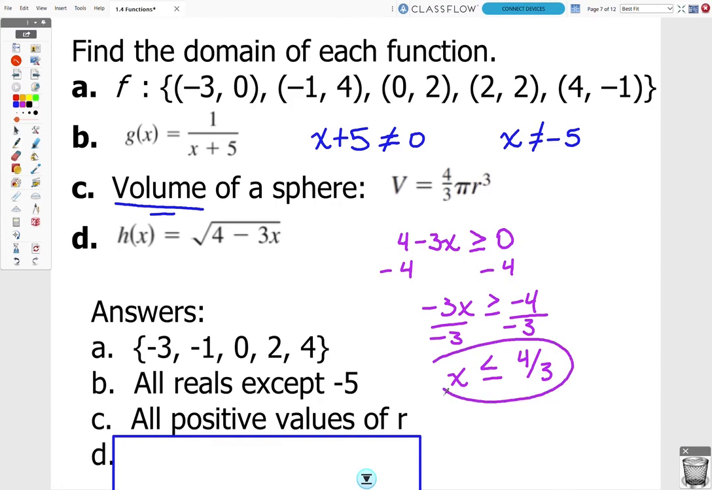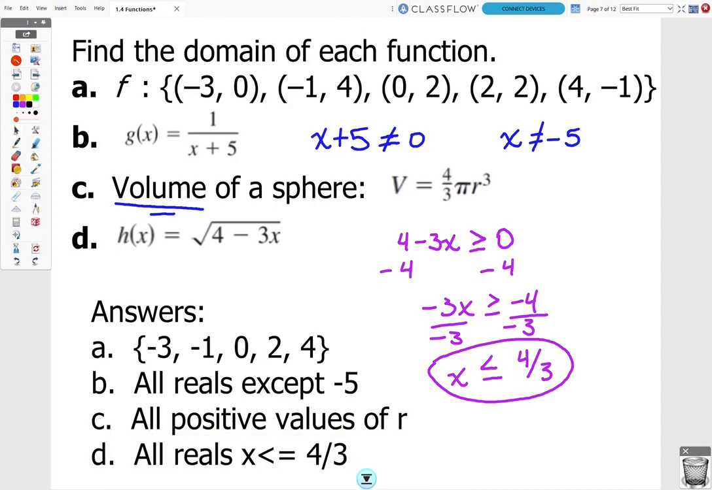Every number that's less than or equal to 4/3, I can use inside the square root. All right, less than or equal to 4/3. Don't forget, flip the inequality when you divide by a negative. It's one of those old rules of algebra that we learned a long, long time ago.